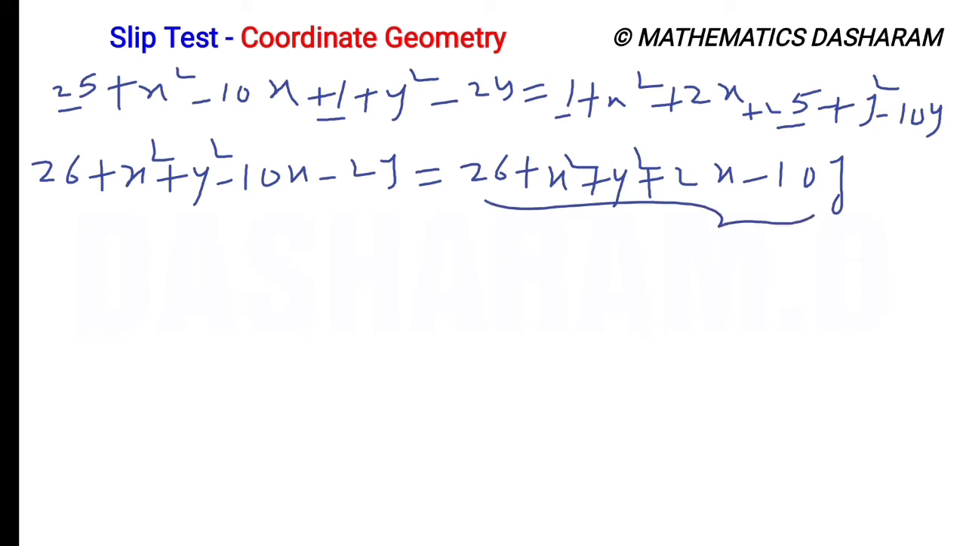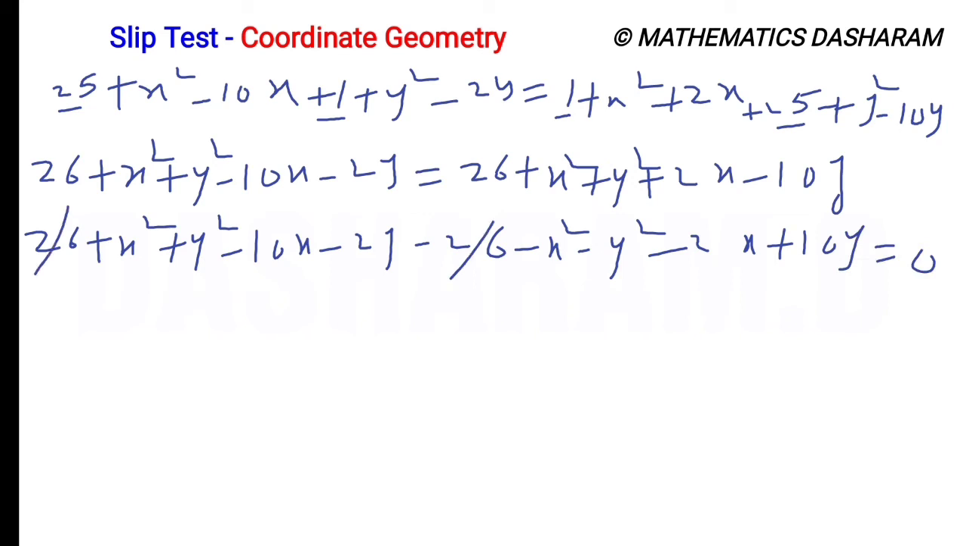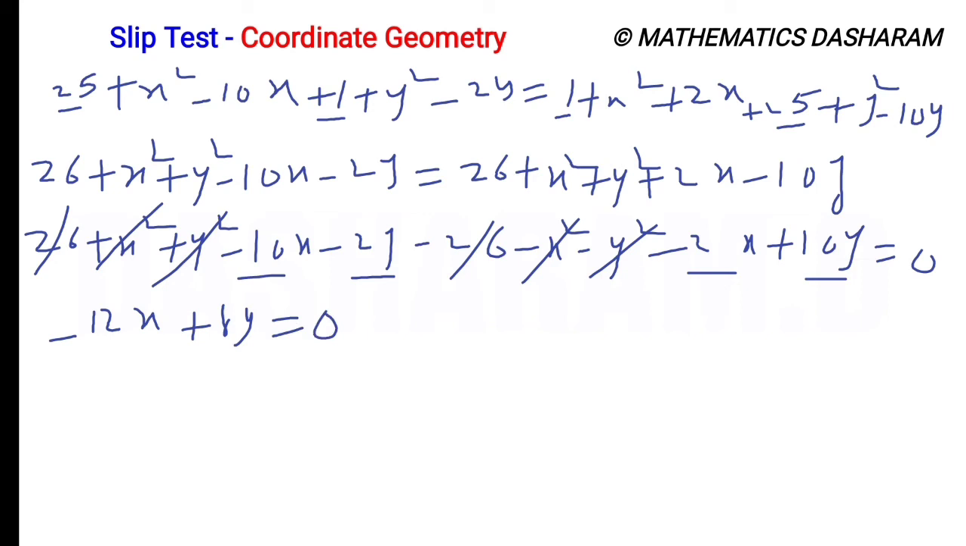Now bring all these terms to the left side. So 26 plus x square plus y square minus 10x minus 2y minus 26 minus x square minus y square minus 2x plus 10y, it is equals to 0. Plus 26 minus 26, plus x square minus x square, plus y square minus y square cancel. Minus 10x minus 2x is minus 12x. Minus 2y plus 10y is plus 8y. It is equals to 0.